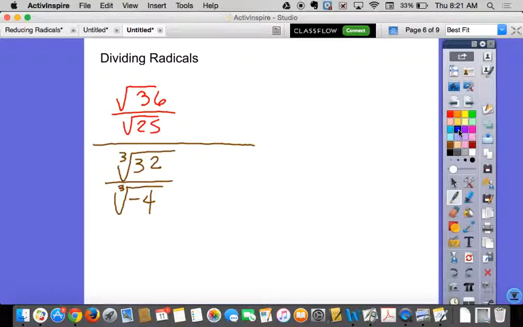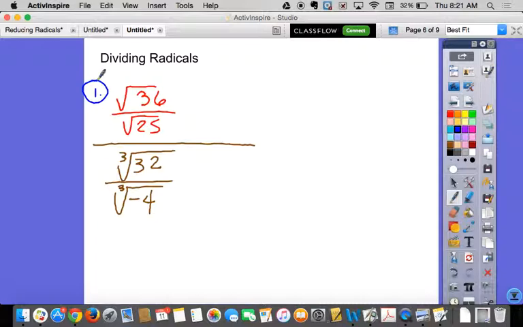So this first problem here, if you've got the square root of 36 over the square root of 25. I mean, the reason it's called division, obviously it looks like a fraction, so all of them are going to have that look about them. So nobody needs to press the panic button just because you see radicals in fraction form. It's just division, no big deal.